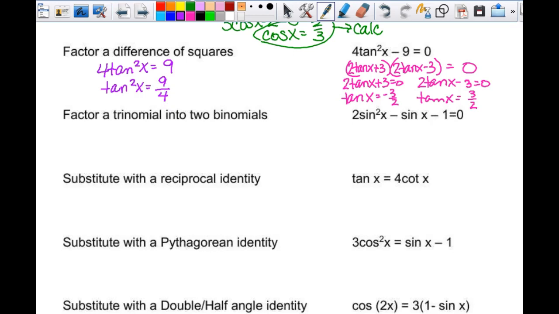Now can I take the square root of both sides? And when I do that, when you take a square root, how many answers do you get? 2. You may not always need both of them, but you get 2 answers. So what you get here is that the tangent of x is equal to plus or minus 3/2, which is what you got over here as well, just as 2 separate things. So really working it either way works just fine. Okay? Everybody okay with that? Any questions? Yes, ma'am.